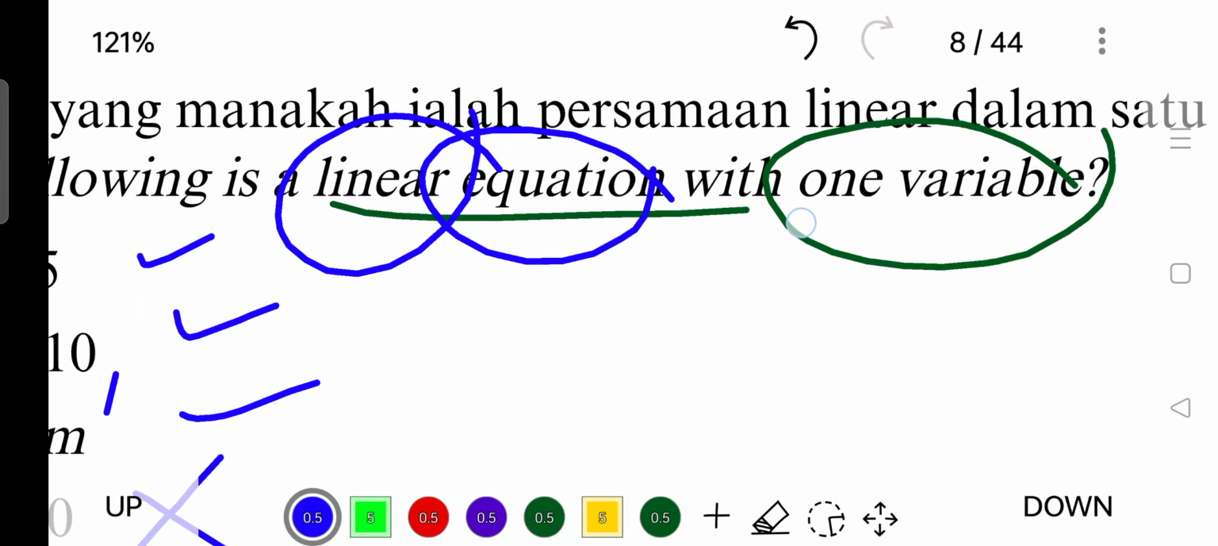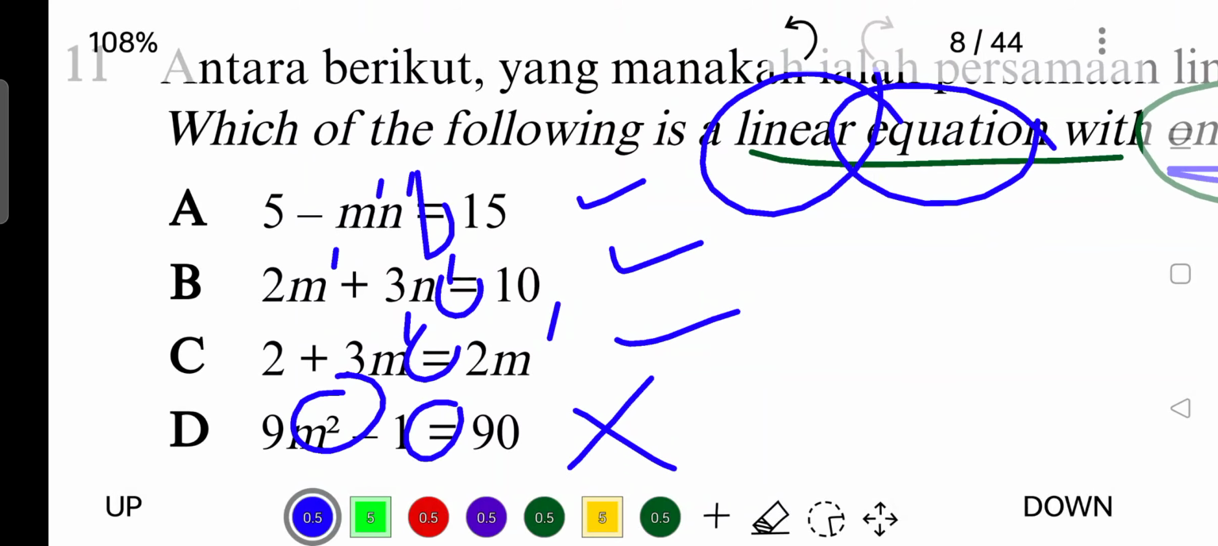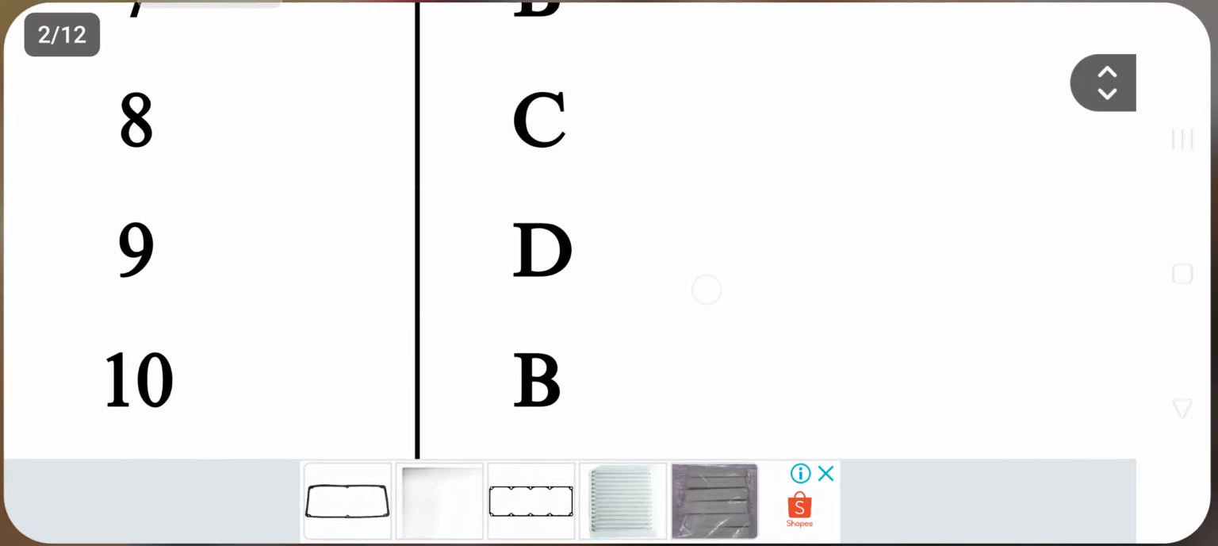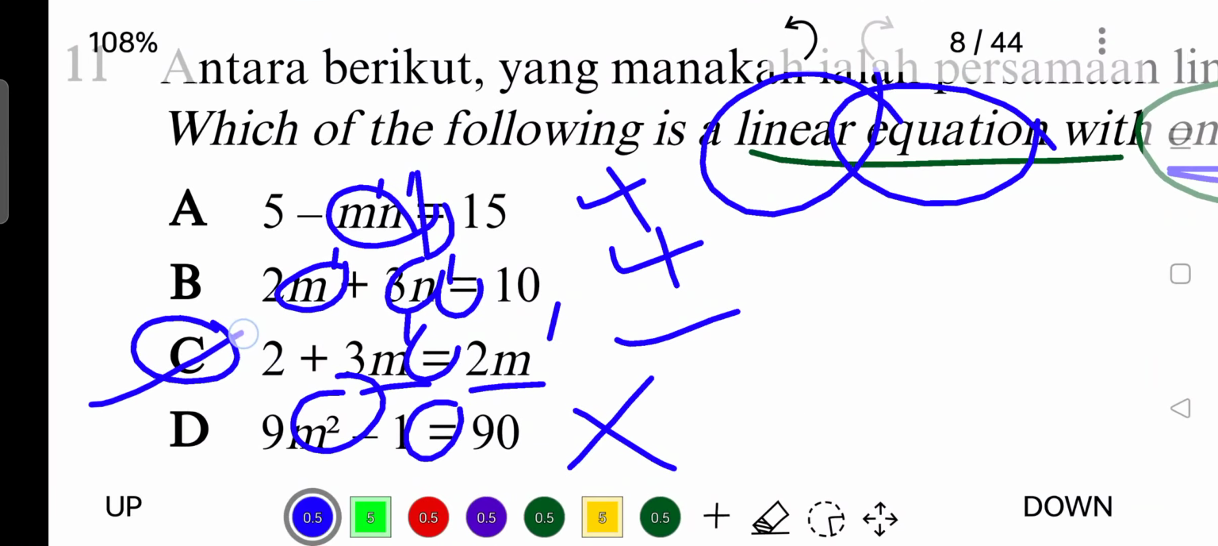Alright. Next, we check for one variable. Which one from there has only one variable? This one, I see two variables, m and n. Two variables, out. M over here is m. Teacher, I see two variables as well. Yes, but they are the same. M and m, they are still from the same family, right? So the accurate one would be answer option C. Yes, we got it correctly again. All right, answer is correct.